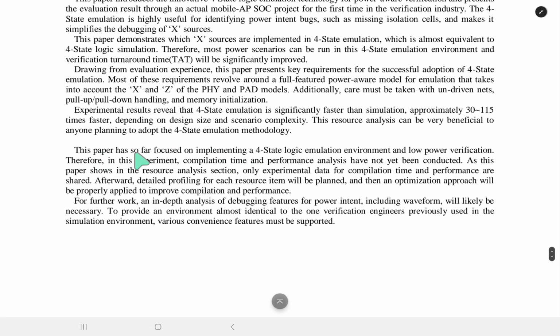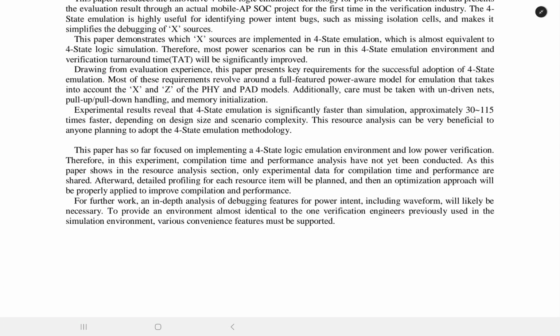This paper has so far focused on implementing a 4-state logic emulation environment and low-power verification. Therefore, in this experiment, compilation time and performance analysis have not been conducted. As this paper shows in the resource analysis section, experimental data for compilation time and performance are shared after the work. Detailed profiling for each resource item will be planned, and that optimization approach will be properly applied to improve the compilation and performance.